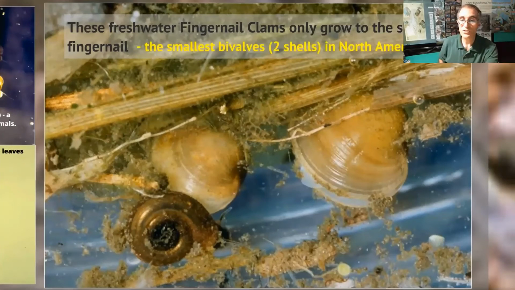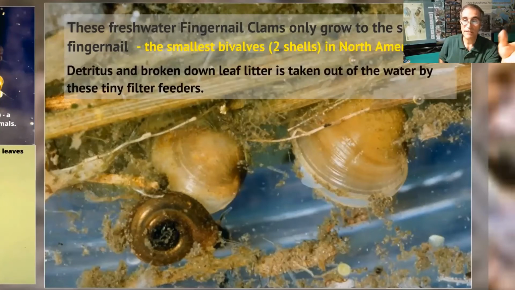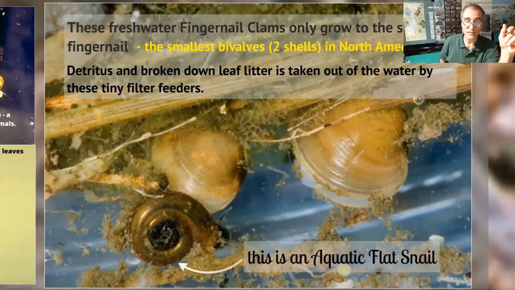Bivalves, these little clams. They filter feed, just like quahogs do, but they're freshwater. They can be in ponds, they can be in intermittent streams, rivers, they can be in vernal pools. And that's an aquatic flat snail.